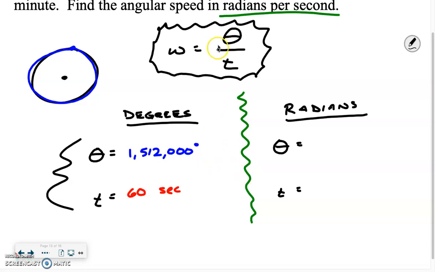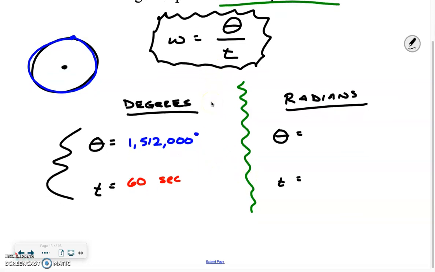As you can see, the formula is up here: theta divided by time. Now it's just a matter of building the case. When we plug in theta, 1,512,000 degrees divided by time, which was 60 seconds, we could do the math, clean this up, and be successful, absolutely. But our job was not to find degrees, instead of radians.